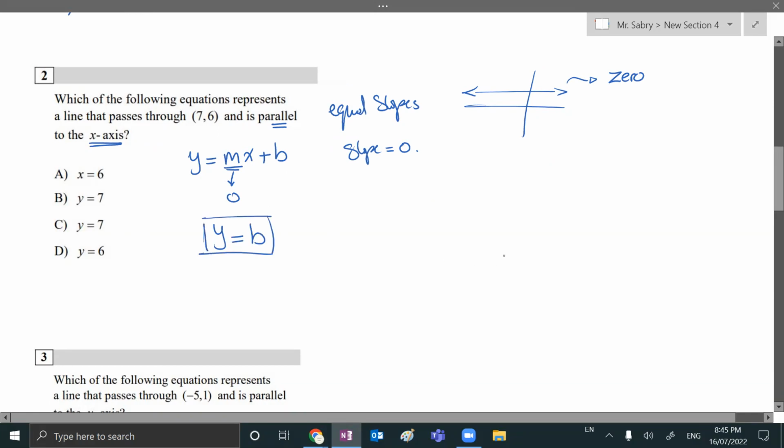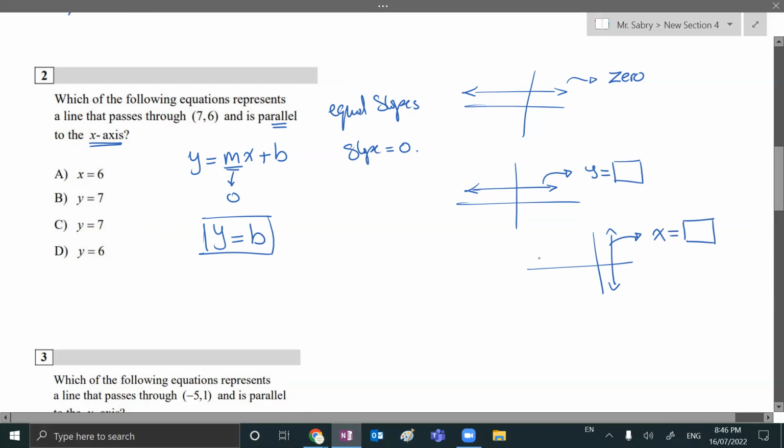So this is one good piece of information. Whenever we have a line that's parallel to the x-axis, the equation of it is y equals something. And whenever we have a line that's parallel to the y-axis, a vertical line, the equation of it would be x equals something. Let me give you an example. Look at this line here. If it passes through this point, and let's say this point is 2 on the y-axis, the equation of this line will be y = 2.